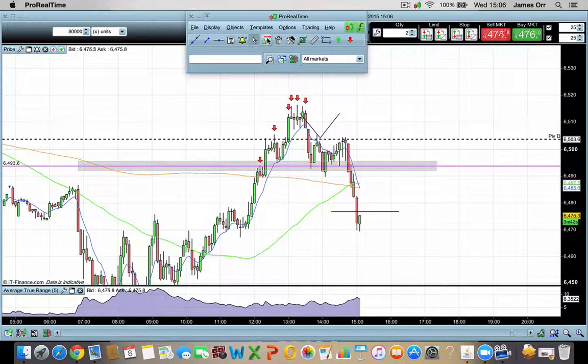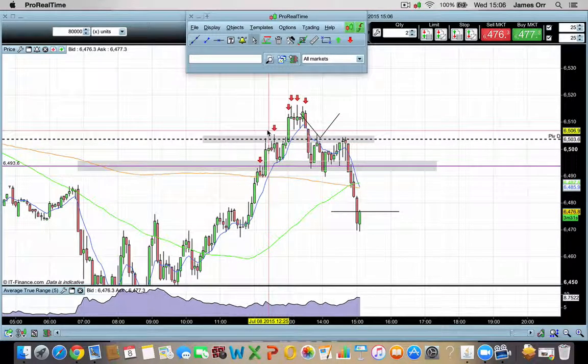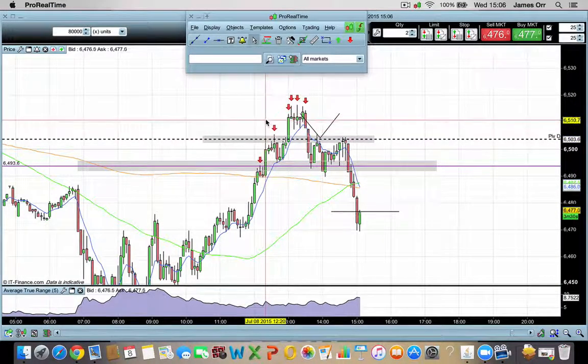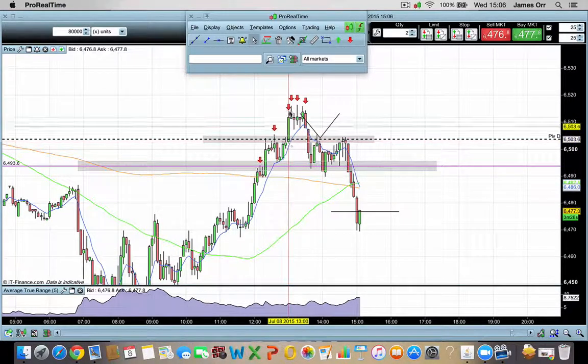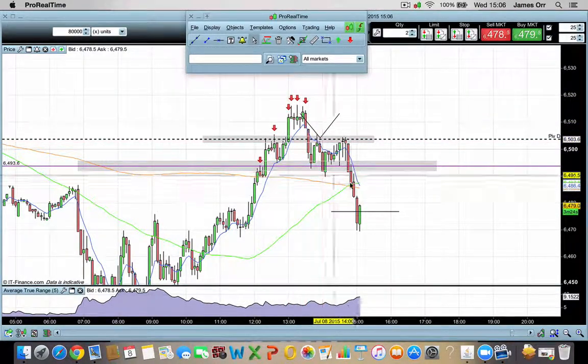I mean, 95% of people, the 95% who don't succeed at trading, funnily enough, their stops would have been right on the pivot, or maybe 4 or 5 points above it, maybe even 10 points above it. And this candle would have stopped them all out. And then the market turns around.